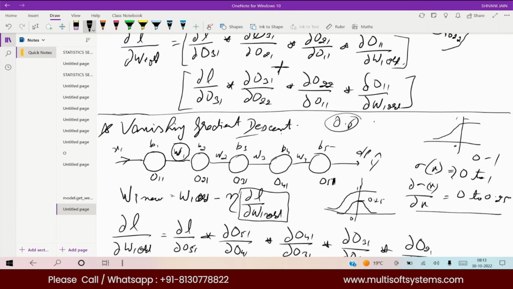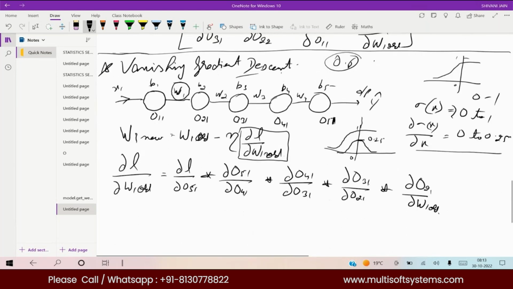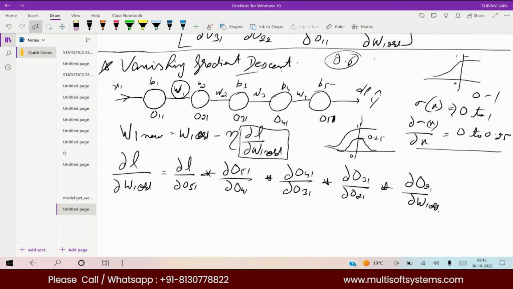Are you getting why we are taking the derivative of the sigmoid function? Because we are going back. Now, in this case also, we'll have values between 0 and 0.25. Let's suppose here we are getting 0.25 as the maximum value. In this, we are getting 0.20. In this, we are getting 0.22. In this, we are getting 0.15. In this, we are getting 0.10.